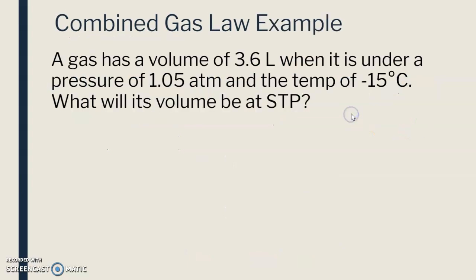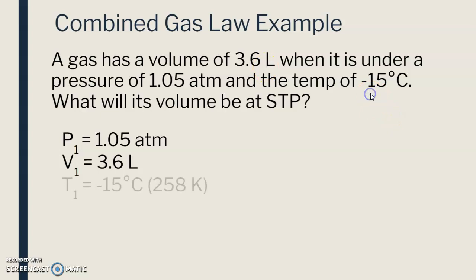All right. So let's look at this example here. I have a gas that has a volume of 3.6 liters. It has a pressure of 1.05 atm and a temperature of negative 15 degrees Celsius. What will the volume be at STP? So let's go ahead and start listing out what we do know. We know our initial pressure is 1.05 atm. We also know our initial volume, which is 3.6 liters. And our initial temperature, negative 15 degrees Celsius, but I added 273 to get 258. Again, it must be in Kelvin in order for it to work.